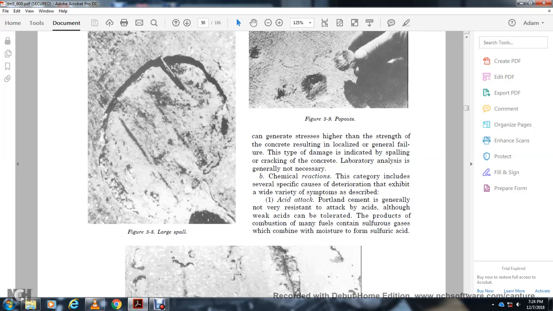Acid attack. Portland cement is generally not very resistant to the attack of the acids, although weak acids can be tolerated. The products of the combustion of many of the fuels contain the sulfuric gases, which combine with the moisture to form sulfuric acid.